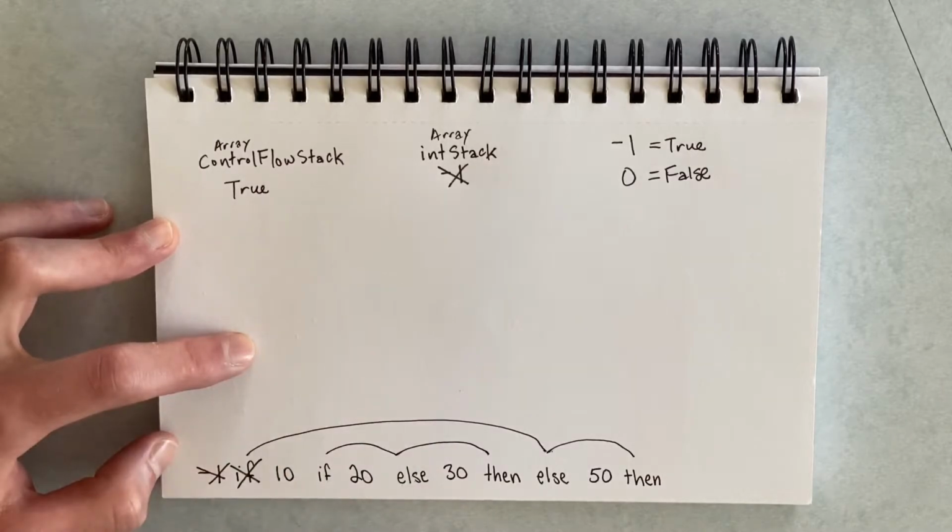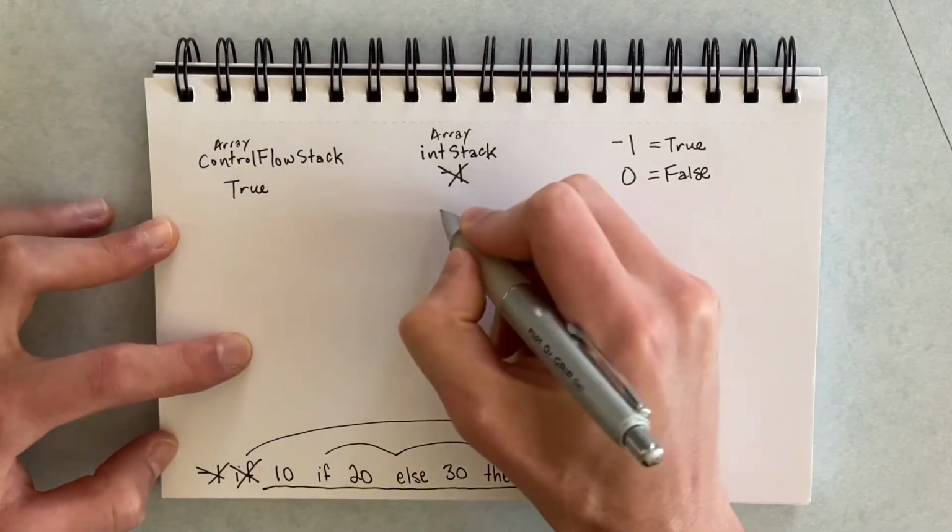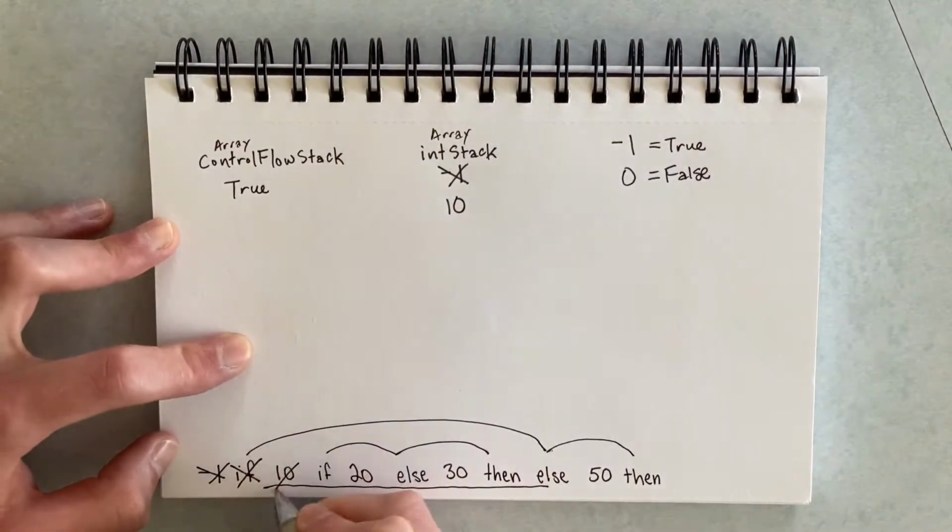We have true on our control flow stack, so we want to read everything starting here all the way to here at this point. At this point, we don't want to read anything after the else, right? Because if the value is true, then do this. If it's not true, then do this. So we only want to read everything till the else. Okay, so we get a 10, and that is readable. So that goes onto the integer stack.